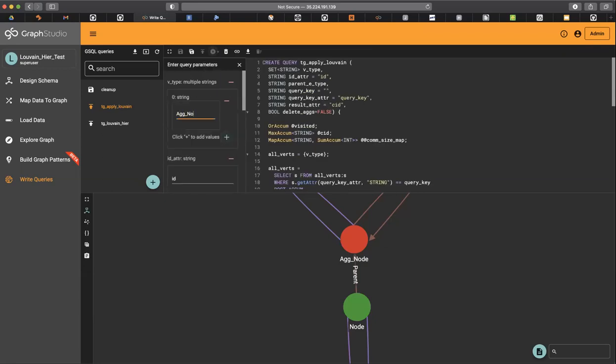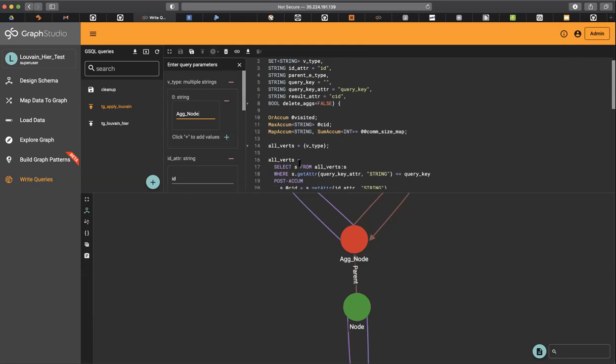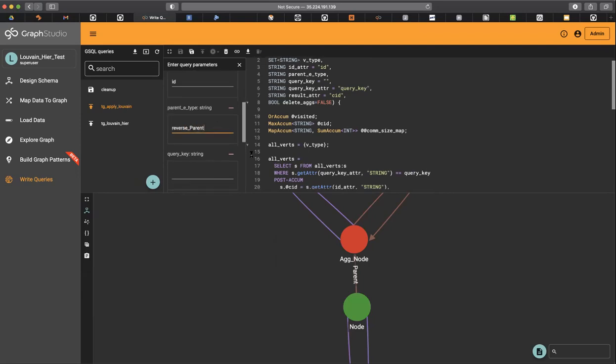The target vertex type here is aggregate node, because that's where I'm starting. The parent edge type that I expect is actually reverse parent. If you notice, this is a directional edge, and what I actually want is the edge going from parent to child. And the query key that I expect, let's start at, I believe I went out to cluster 4. It'll let me know immediately if that isn't the case. And the attribute is query key.